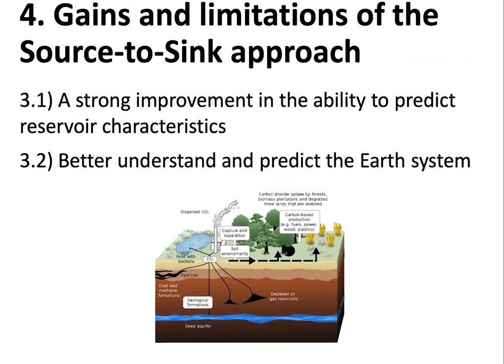Okay, so two chapters here: a strong improvement in the ability to predict reservoir characteristics, and to better understand and predict the Earth system. It's not exhaustive, okay? There are many gains and limitations of the source-to-sink approach. Personally, I don't hide the fact that I think it is actually exciting. If you read a book or watch a good movie, you're just intellectually happy, and that's sometimes a good justification in itself. So when you get a better understanding of things, I think it's already good.